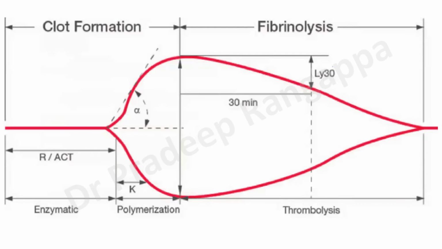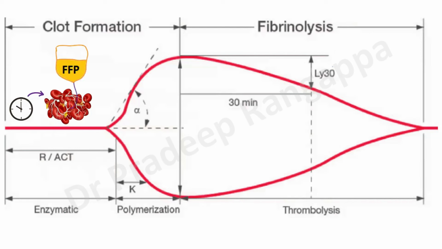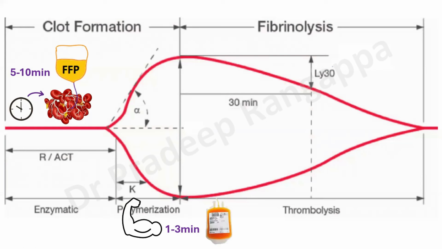When you do a TEG, you get a curve something like this, where you have different parameters. What our trainees need to look at is the R time. R time is the time taken for the clot formation, and it is about 5 minutes. If it is much beyond 5 minutes, then the choice of blood product is FFP. The K time, which is shown in the graph, determines the strength of the clot. That is 1 to 3 minutes, and if that is prolonged, the choice of blood product would be cryoprecipitate.